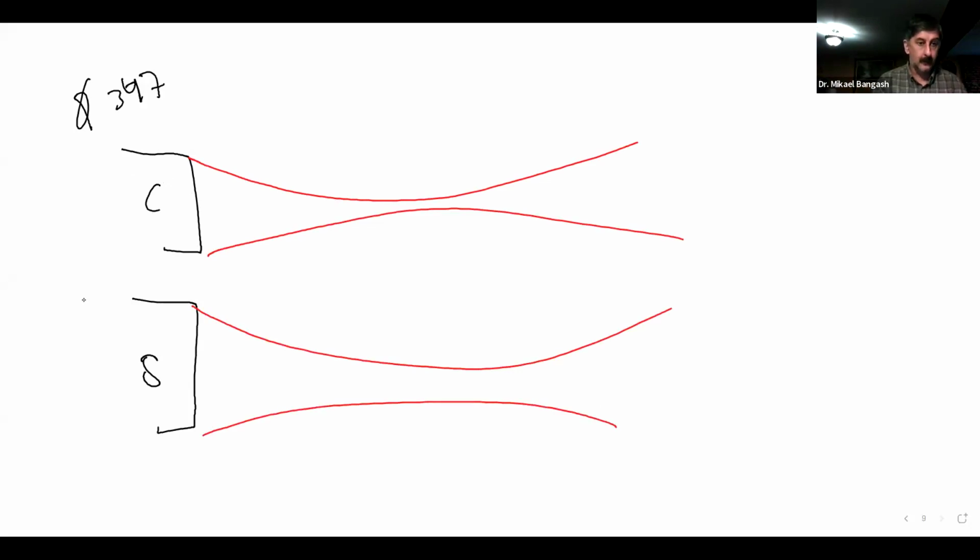So again, we don't have a diagram, it's just words. It says the near zone length is 8 centimeters. Now at the focus, system S has a lateral resolution of 3 millimeters.